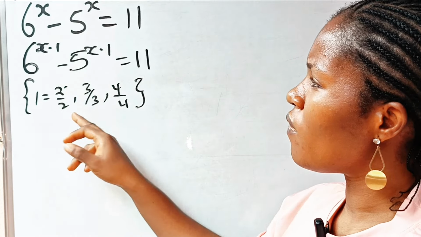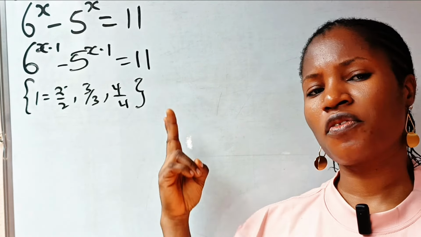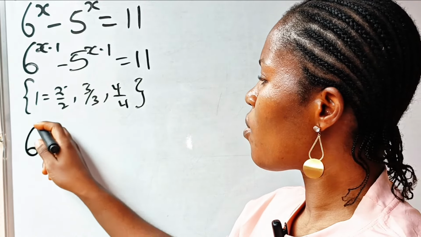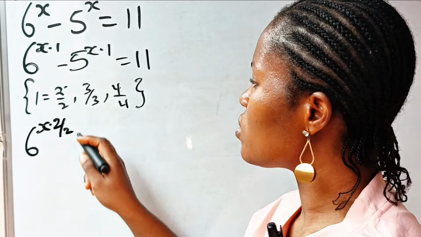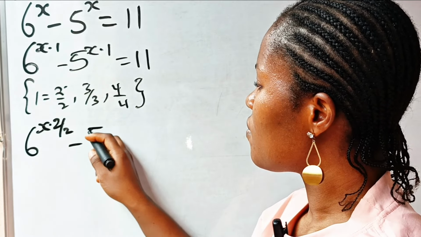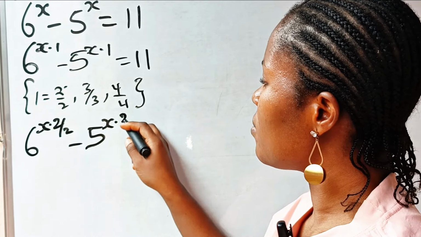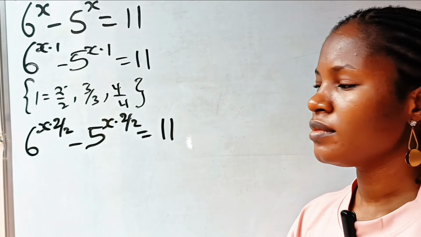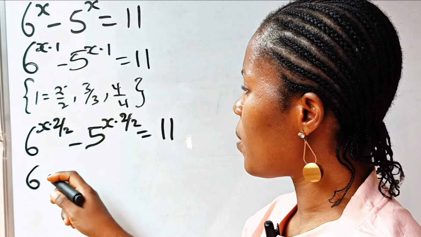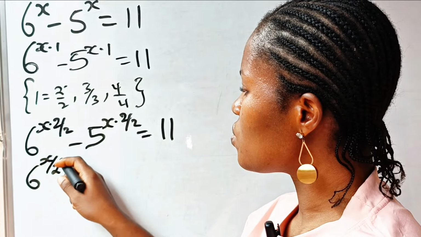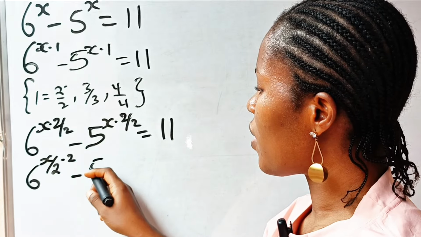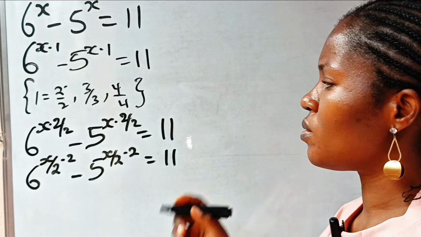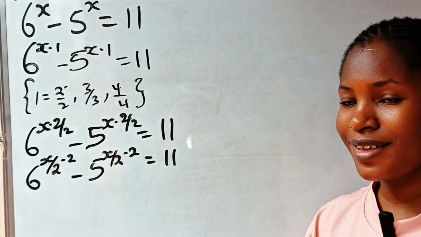So I will decide to use 2 over 2 because my target is to get difference of 2 squares from those two numbers. So I'll write 6 to the power of x multiplied by 2 over 2 minus 5 to the power of x multiplied by 2 over 2 is equal to 11. So we have 6 to the power of x over 2 multiplied by 2 minus 5 to the power of x over 2 multiplied by 2 is equal to 11. I've not changed anything, have I?